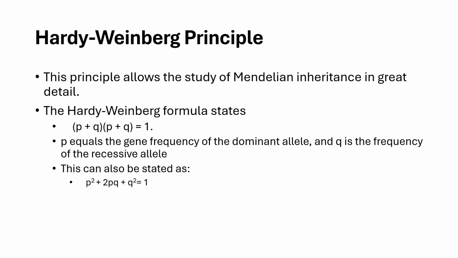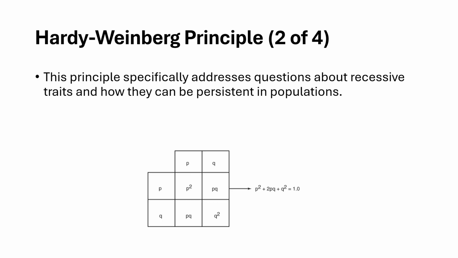So this equation allows for prediction of genotype frequencies based on allele frequencies and is essential for understanding how traits are passed down in populations. The principle specifically addresses questions about recessive traits and how these traits can persist in a population over time. Even when a recessive trait is not visibly expressed in an individual, so it's hidden in heterozygotes, it can remain present in the gene pool at stable frequencies.